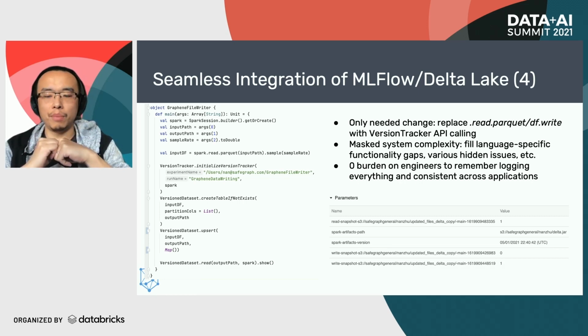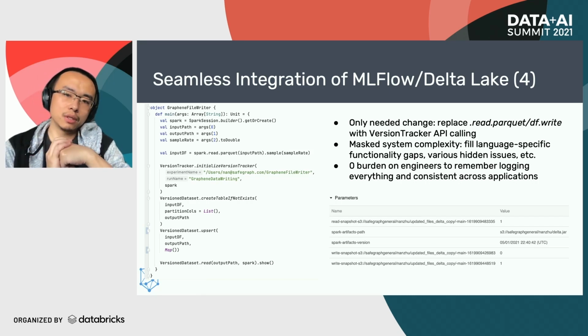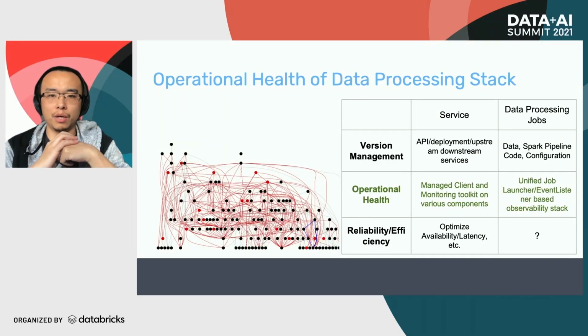So this is about version management. The second topic is about operational health. As we said, on the service side, you need to manage your clients, and you need to have a monitoring toolkit as the foundation of your operational health. But when it comes to data processing jobs, we need a unified job launcher, and in SafeGraph, we leverage an event listener based observability API to develop our observability stack.